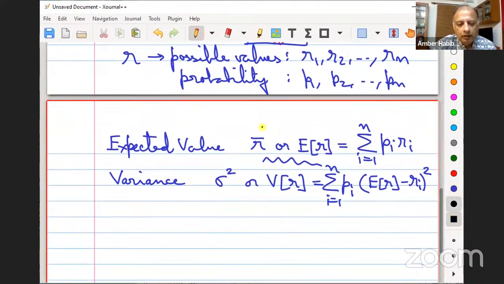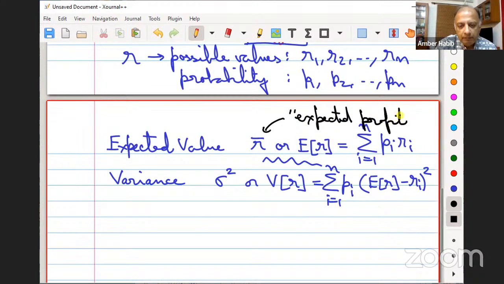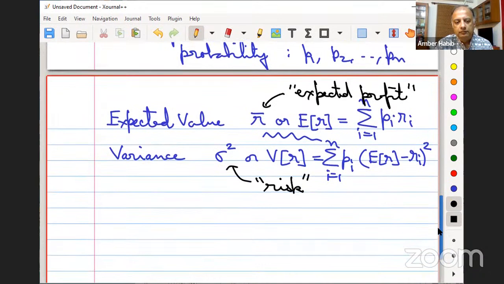All right, so this expected value in finance is used to represent expected profit from whatever you are doing. And this variance represents risk. There are different ways to measure risk depending on what you are concerned about, but this is the most common way to measure risk, by looking at the variance of the rate of return.